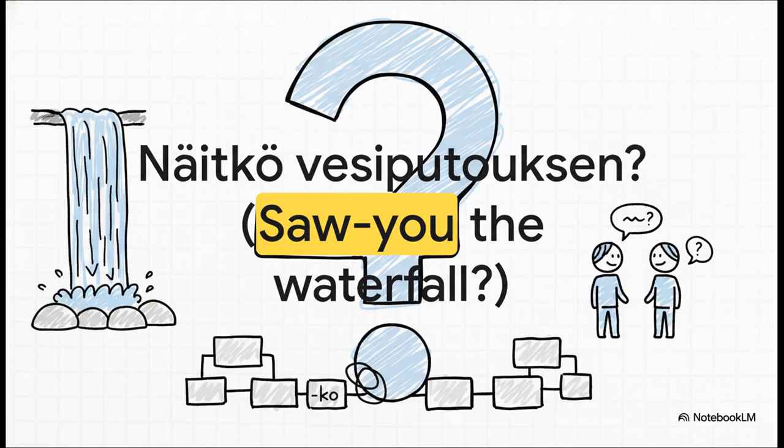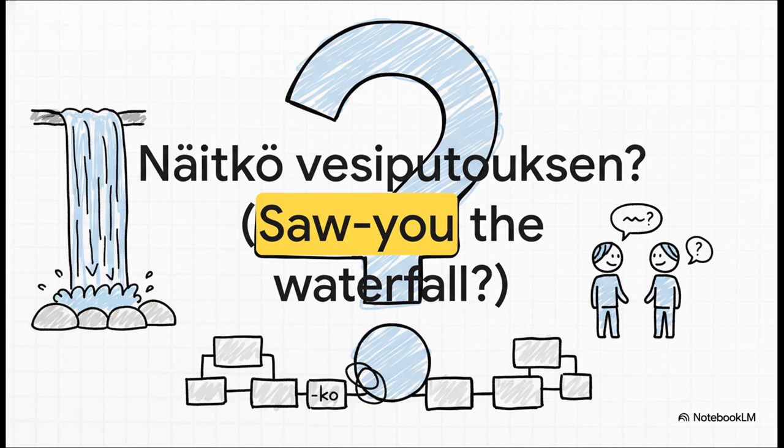So how do you ask a question in Finnish? You probably already guessed it with another attachment. You just add ko to the verb. So näit means "you saw," but näitkö becomes "did you see?" The question mark is literally glued right onto the verb itself.